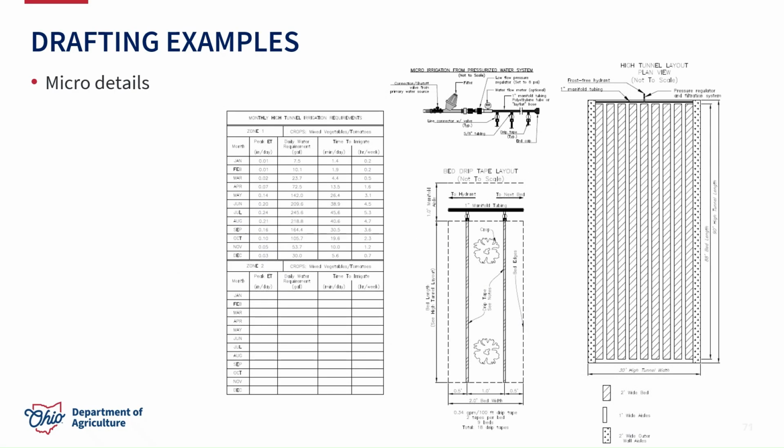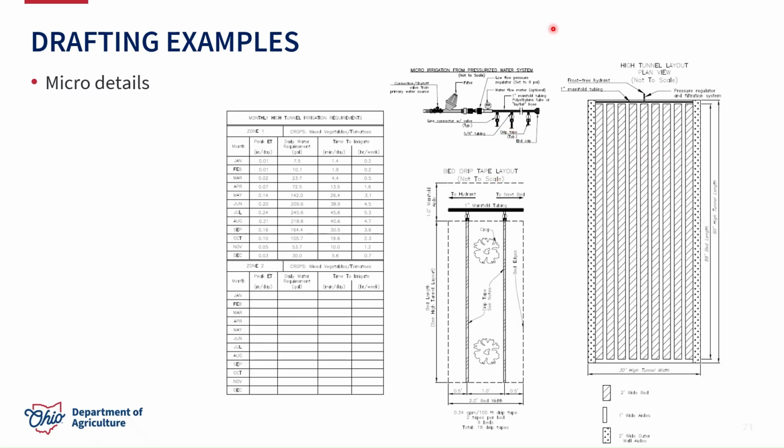A second page of details shows some more zoomed in views of what the bed layout and what the lateral and manifold layout is going to be for each microirrigation zone. Firstly, we have some details about the control head requirements, calling out the filter, making sure we have a pressure regulator and what that is set to, leading into our manifold hose that distributes to our laterals.